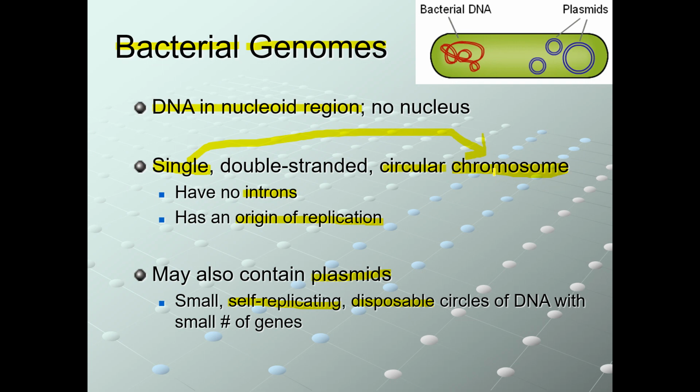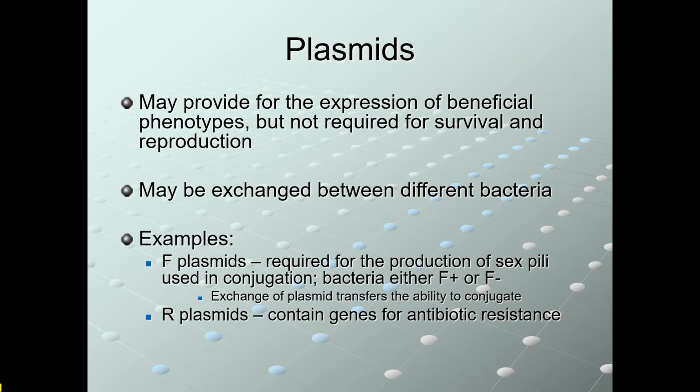So up here on the chromosome is going to be all of the genes needed for that bacteria to sustain life. But there could be some extra genes found on these plasmids that could give that bacteria some additional traits. Okay, and we're going to look at some of those. Now, what the plasmids might contain are genes that allow it to survive better. Okay, they don't necessarily have to have them.